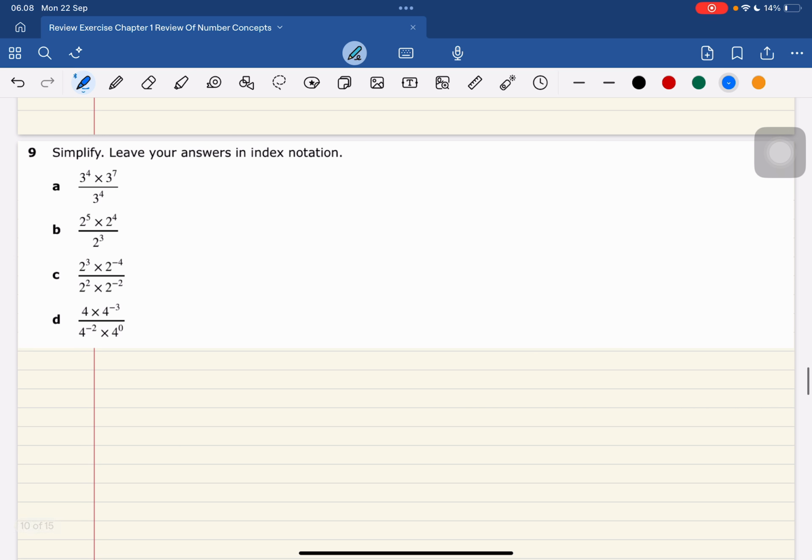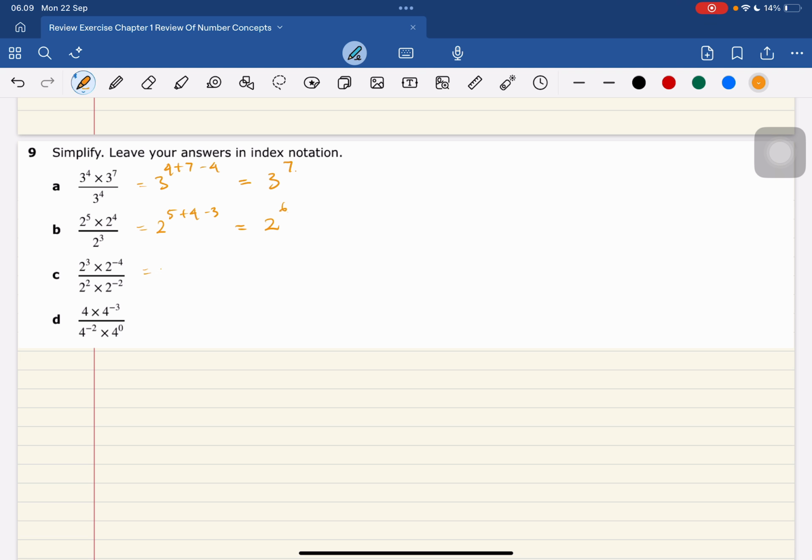Number 9. Simplify. Leave your answer in index notation. Okay, so this multiplication is going to be 3 power of 4 plus 7, and then we minus 4. So the answer is going to be 3 power of 7. Next, we got 2 power of 5 plus 4, and then minus 3. So that will give us the answer 2 power of 6.